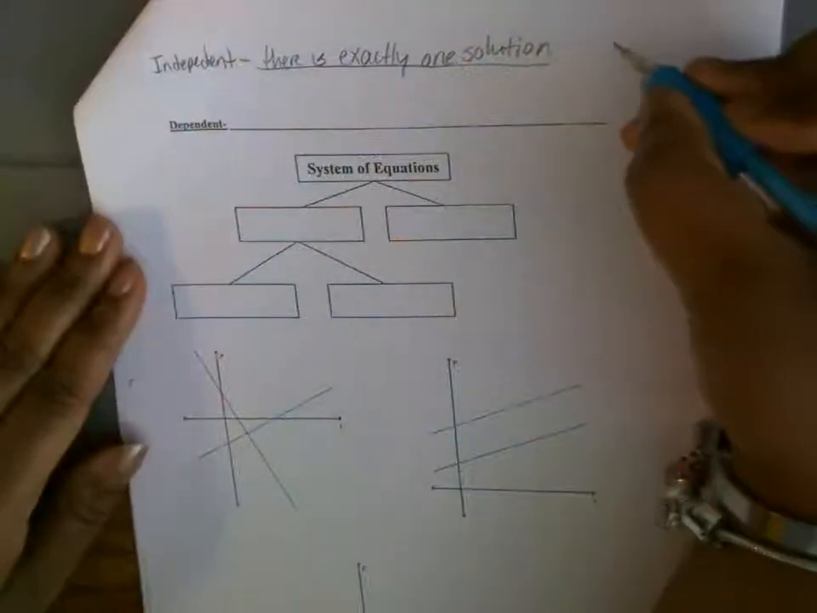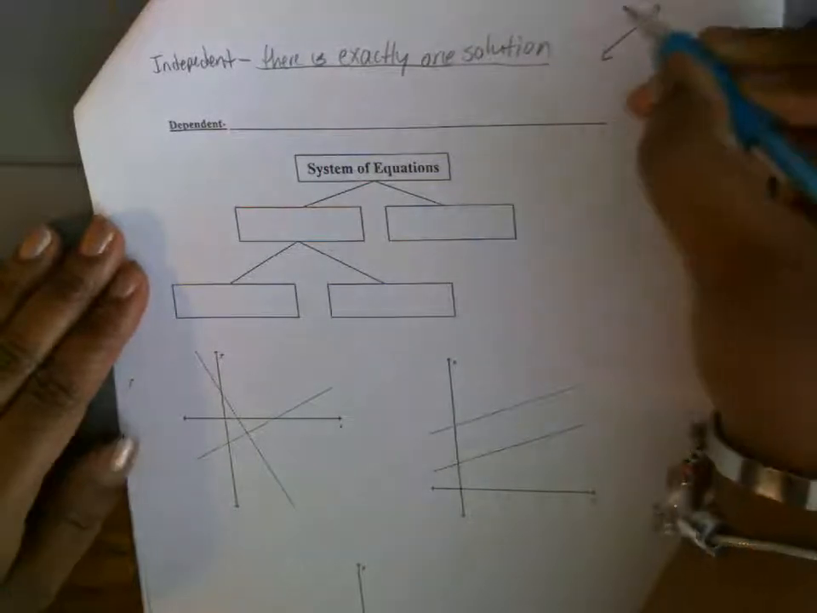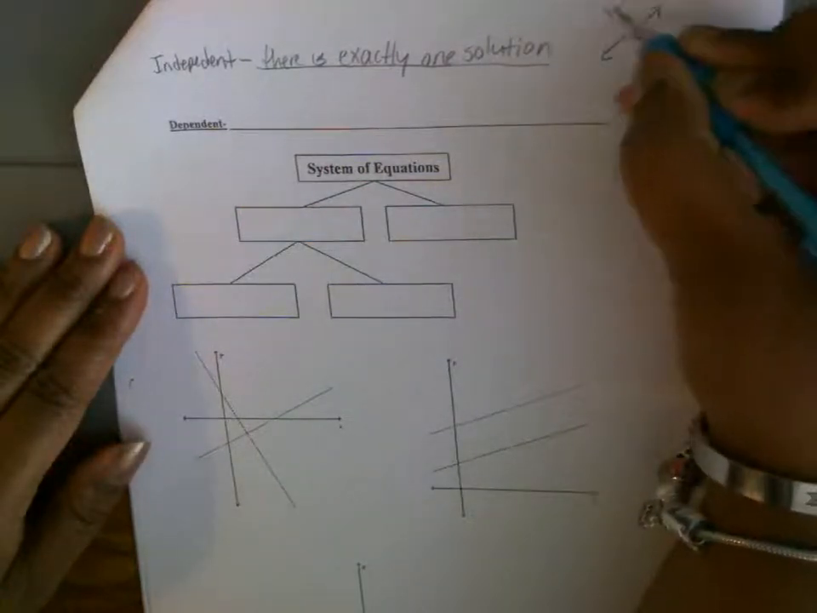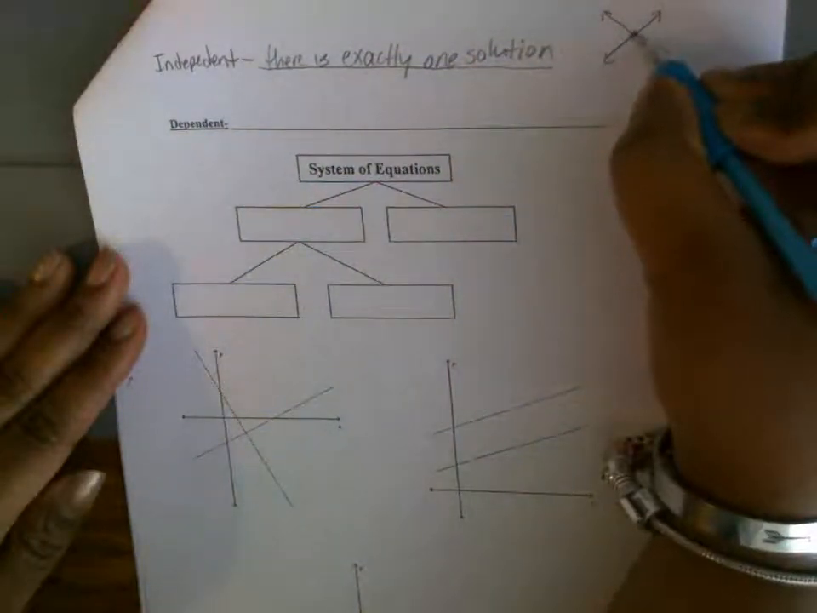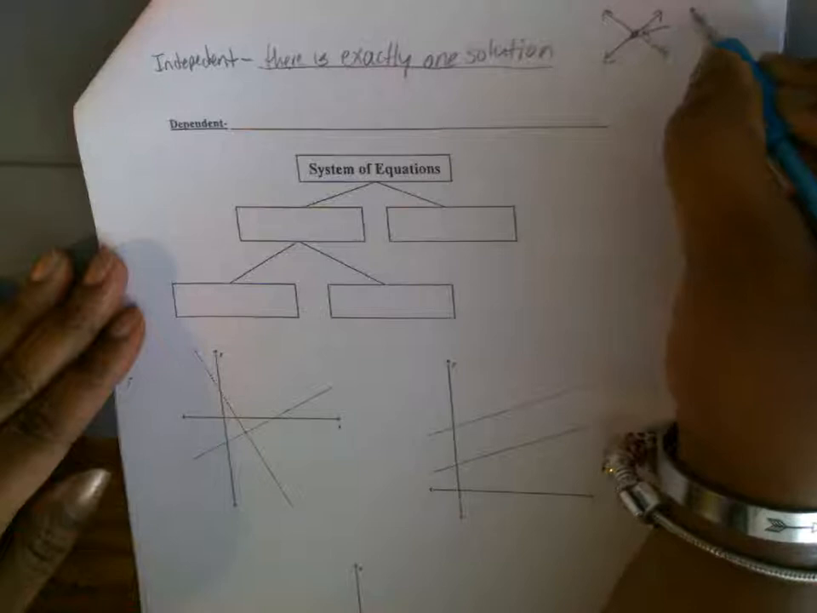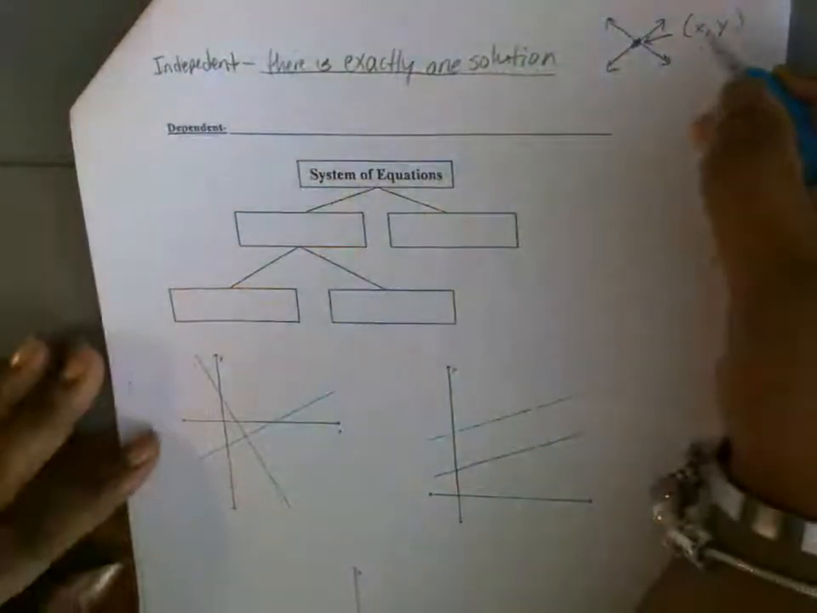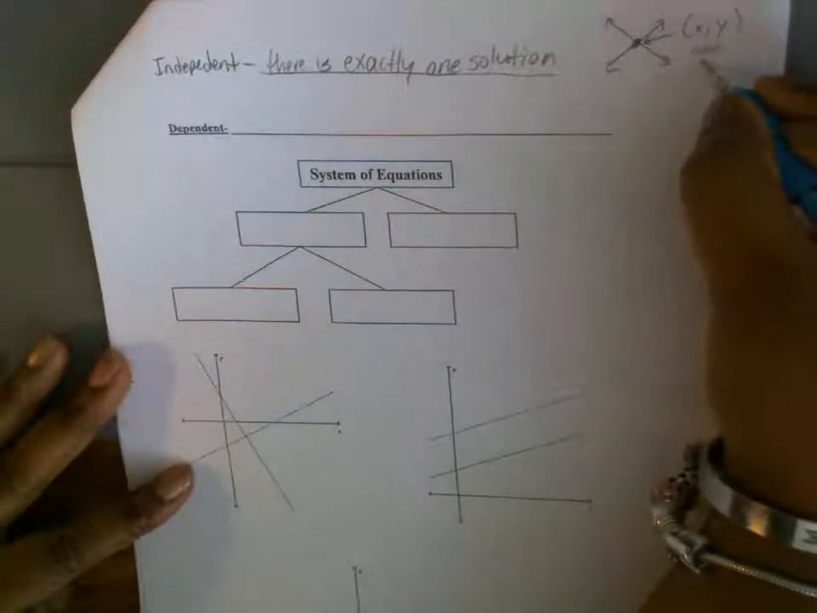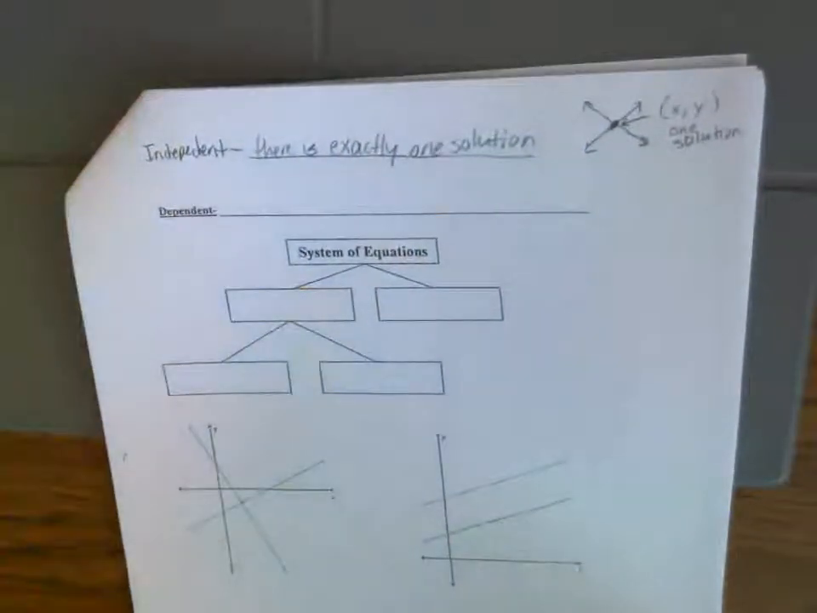Okay? And that looks like this. Of course, they touch each other, but it's where they cross at one point. This one point is the solution, okay? Whatever that ordered pair is going to be the solution. That's the point that they share. Okay?